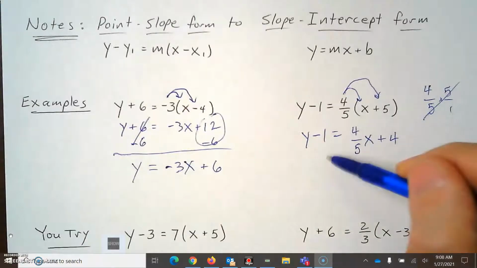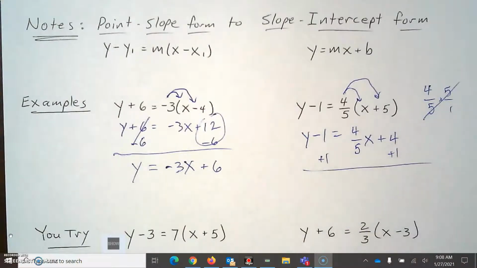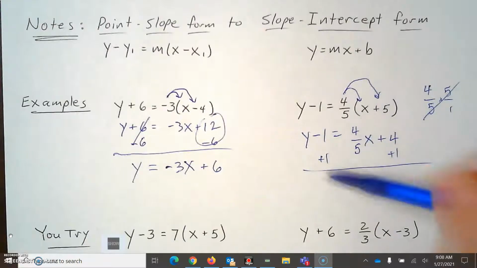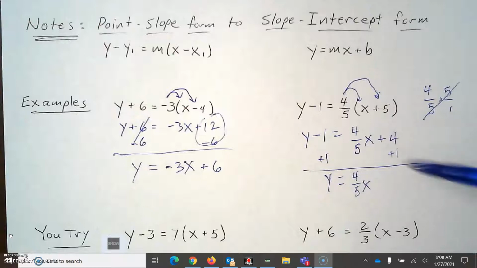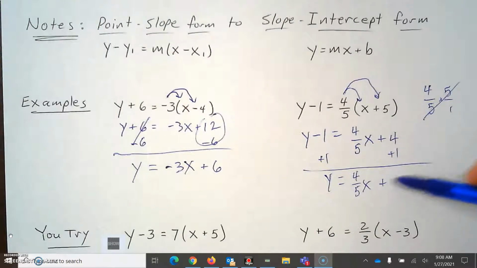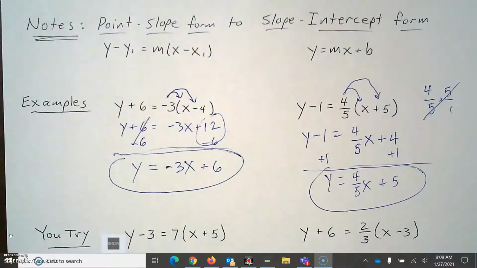I need to get rid of the minus 1. I will do plus 1 on both sides. And I just draw that line to kind of separate my work here. Y comes down, 4/5 x, and the 4 plus 1 is 5. So this is my answer, an equation in slope-intercept form.